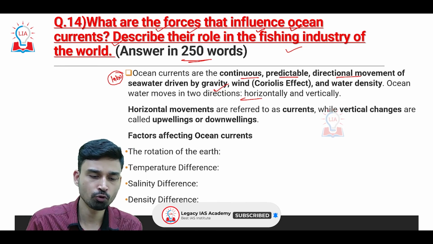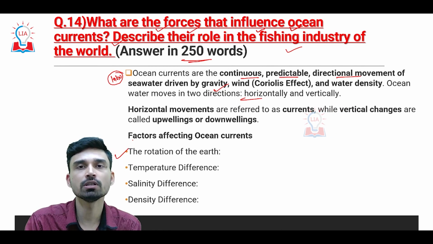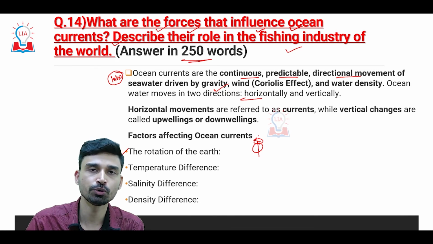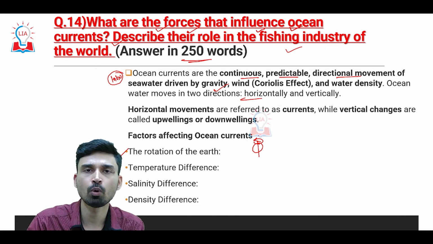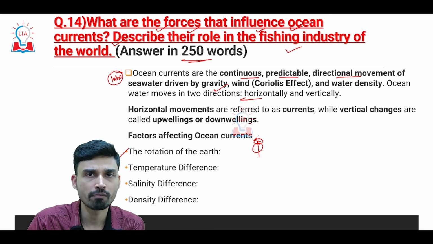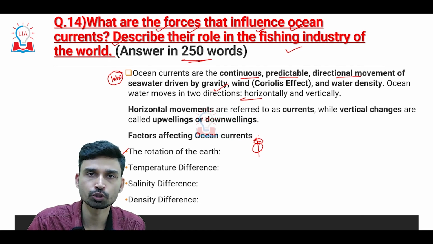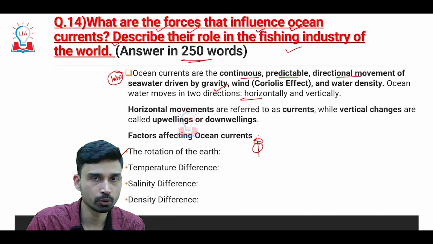So four major forces are there. First is the rotation of the earth. As you know, the earth is rotating on its axis from west to east, so as the earth rotates and the water in the ocean is resting over the earth, obviously because of the force of inertia, the water also starts to rotate, giving rise to the ocean currents, especially in the equatorial region.